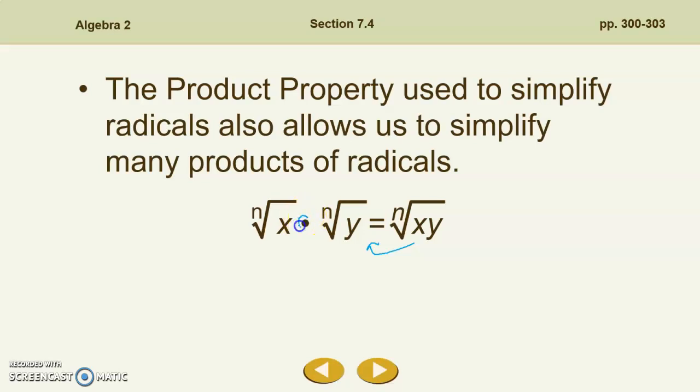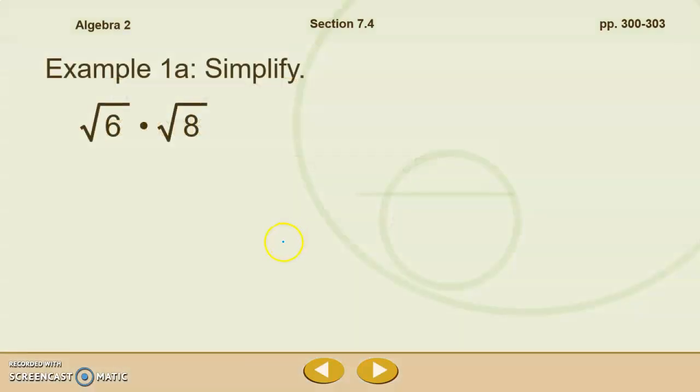This works with multiplication. Remember, we can't add radicals unless they have the same radicand, just like we can't add x plus y unless they have the same variable. But we can multiply x times y, and we can multiply 2 different radicals with different radicands. So very similar there when we're talking about like terms and radicals.